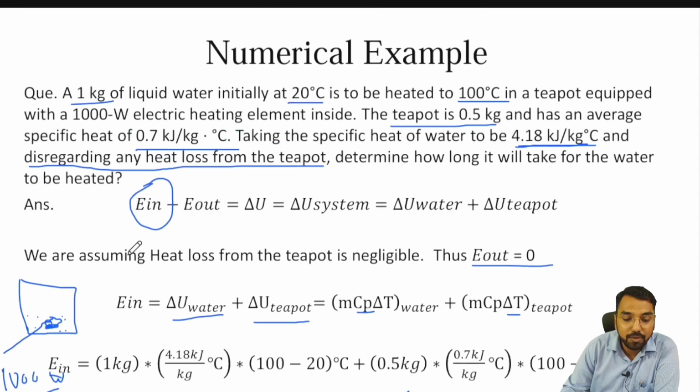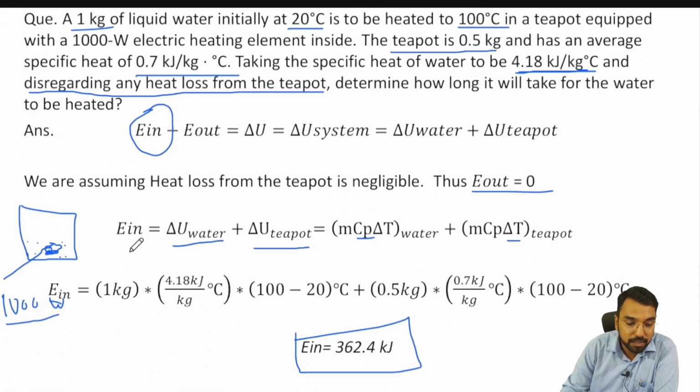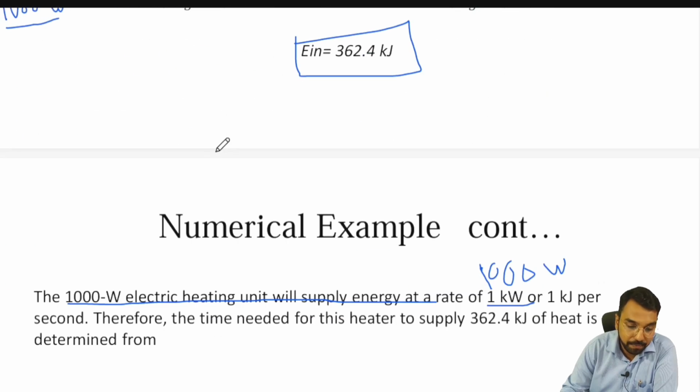So in this numerical, we see that for heating 1 kg of liquid water from 20 degrees Celsius to 100 degrees Celsius, we need 6 minutes with the use of a 1000 watt electrical heating element.